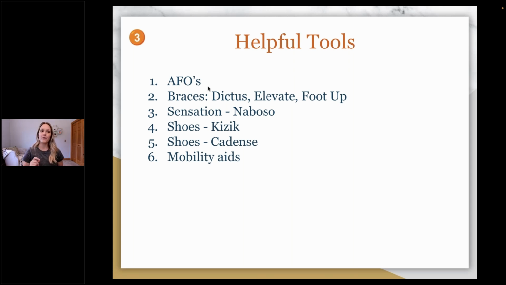Now, if you have Cadence shoes, they are great shoes that can help you keep your foot on the ground and slide forward, but you should definitely do strengthening exercises in addition to wearing them. If you only use the shoe, it is possible that your walking will not improve because you're not working on strengthening the muscles you need to walk.